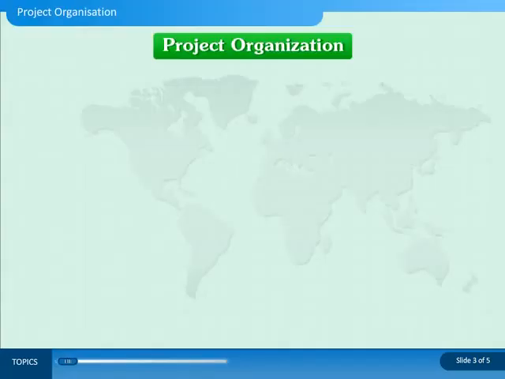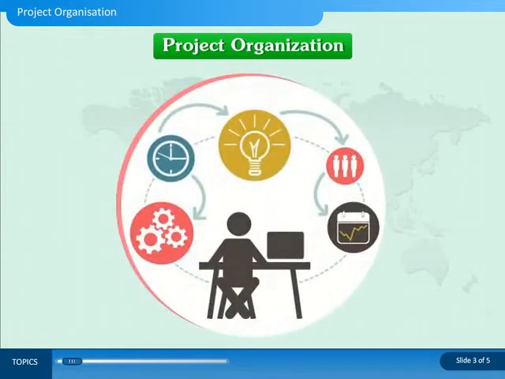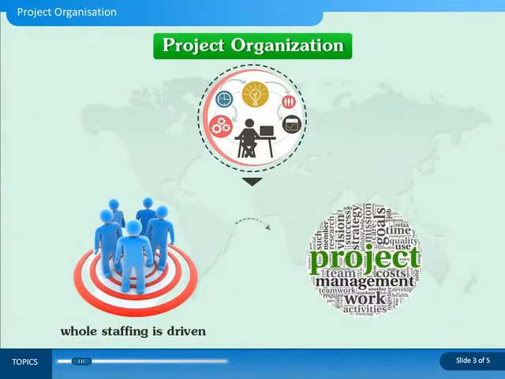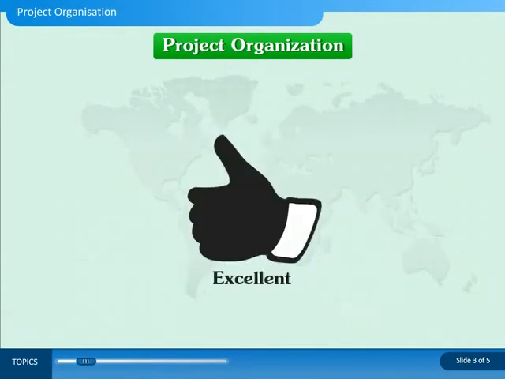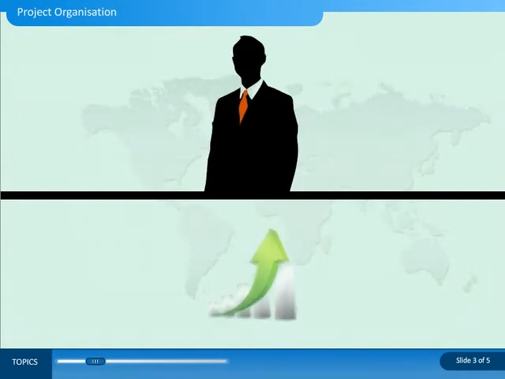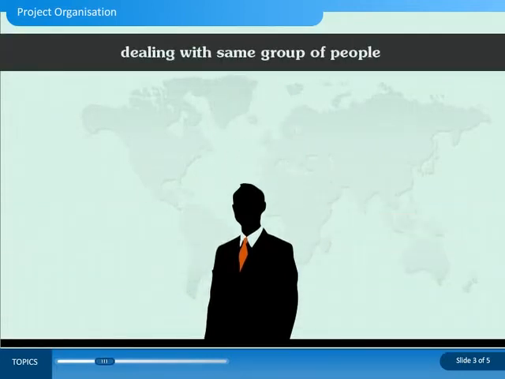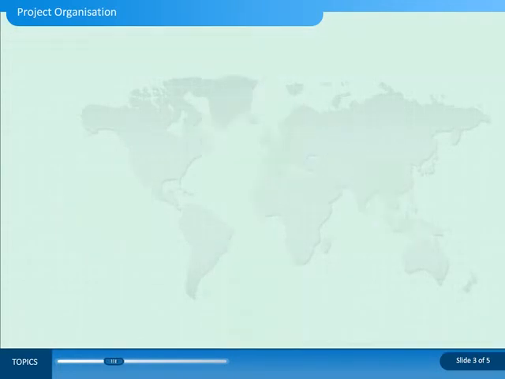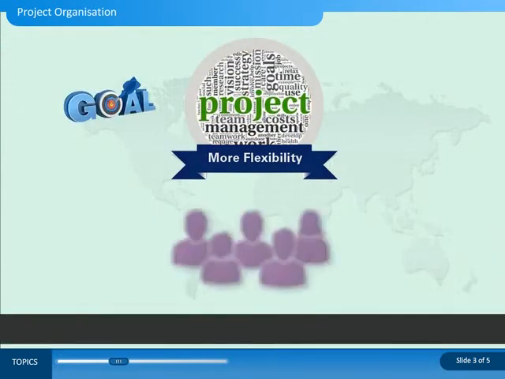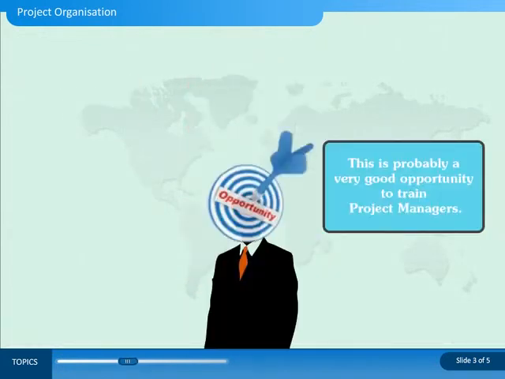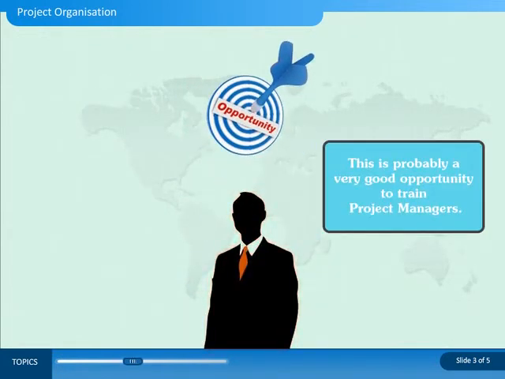The second type of project structure is what we would call a project organization. In a project organization, the whole staffing is driven by a project or similar types of project. They're excellent in some cases temporarily to manage a project or similar types of project. You know there is an improved effectiveness and efficiency as a project manager is dealing with one same group of people. There is better communication, there's better planning, there's more flexibility to project goals because all the team members deal directly with the goals of the project. And this is probably a very good opportunity to train project managers.